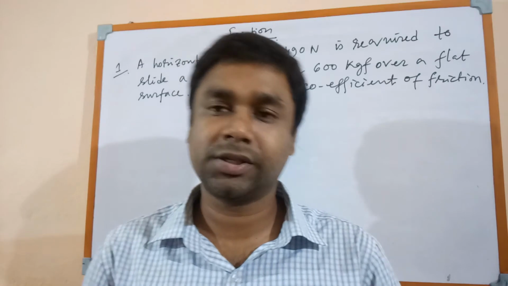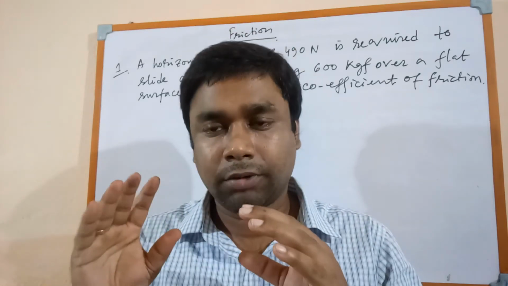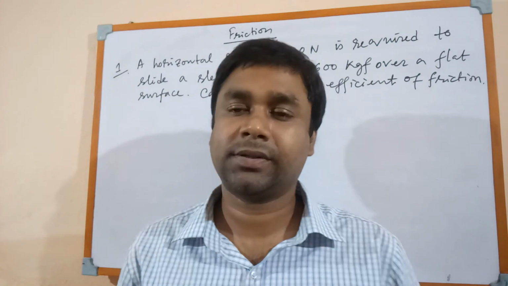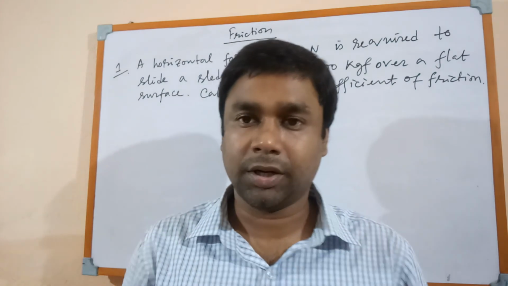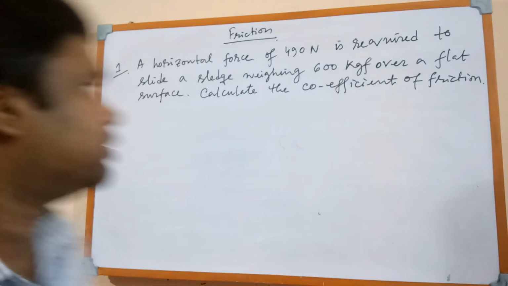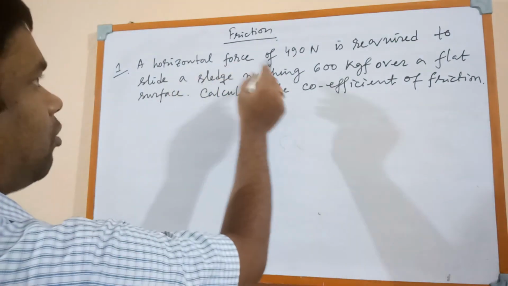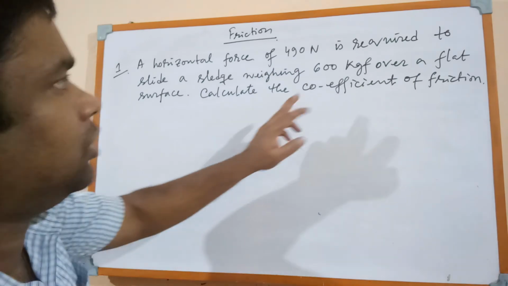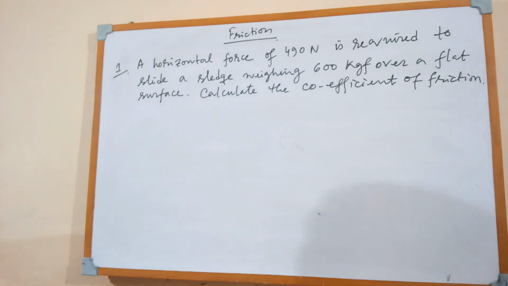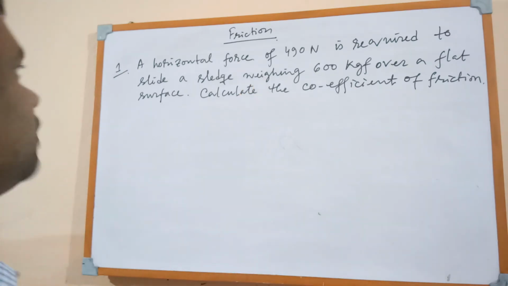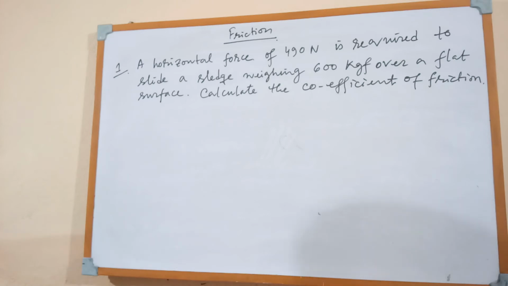Students, today I will discuss the numericals regarding friction as well as the Newton's laws of motion chapter. First question: a horizontal force of 490 Newton is required to slide a sledge weighing 600 kilogram force over a flat surface. Calculate the coefficient of friction.